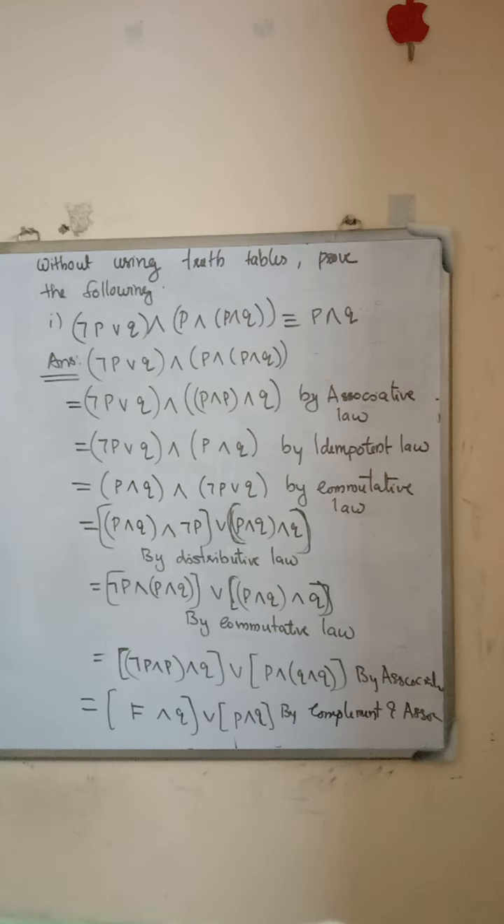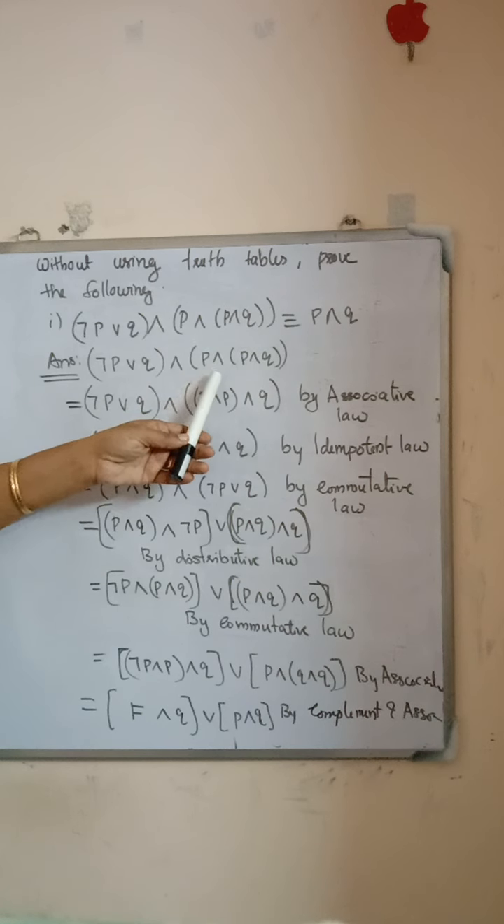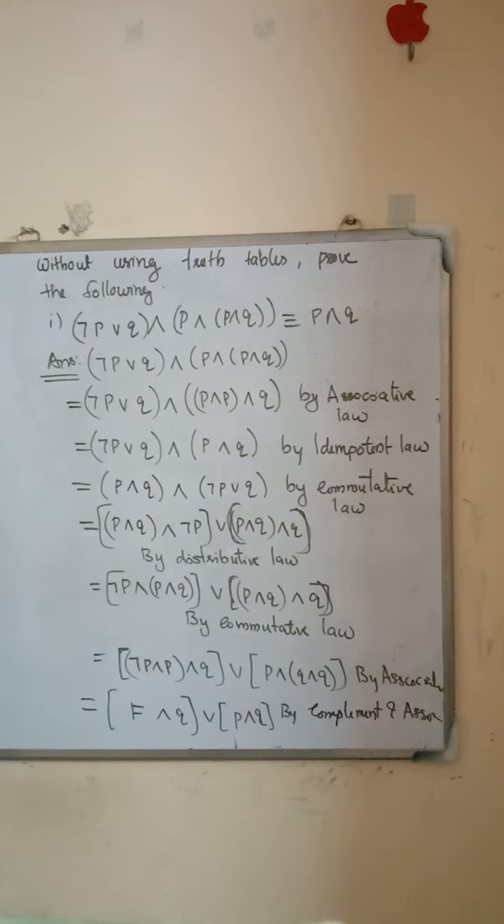Now we discuss a problem. Without using truth tables, prove the following. Without using truth table, that is using results and identities, we have to prove that negation P or Q and P and Q equals P and Q. Taking the left side, negation P or Q and P and Q.